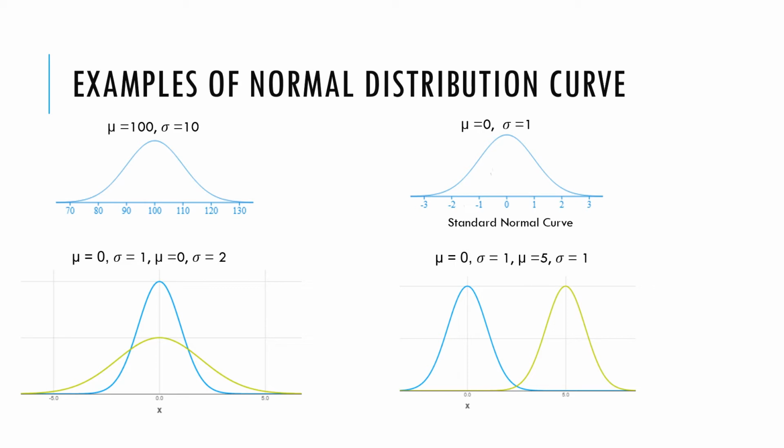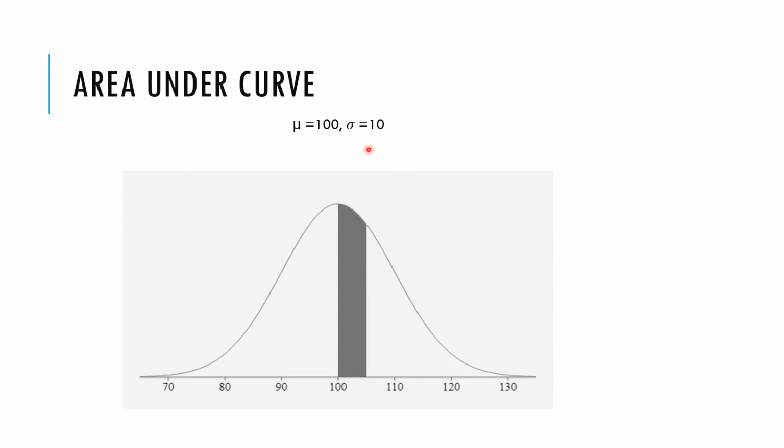Now we look at what is the meaning of area under this bell curve, or the normal distribution curve. We are taking the example of mean as 100 and standard deviation as 10. So this is the curve.